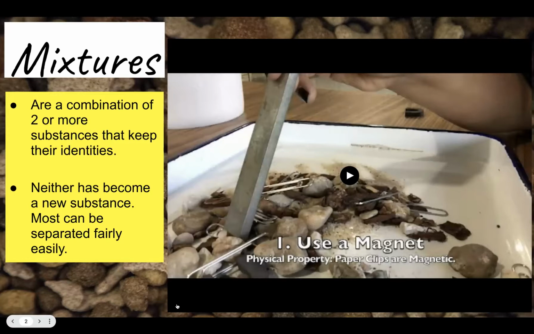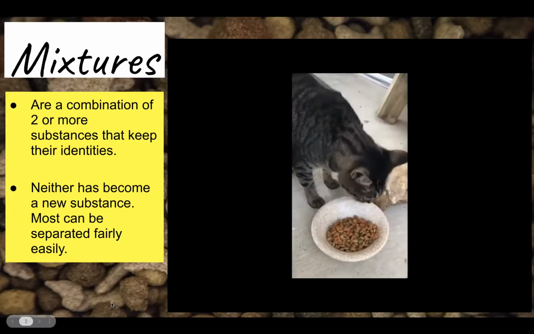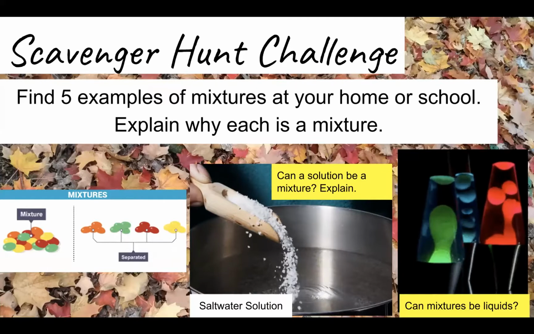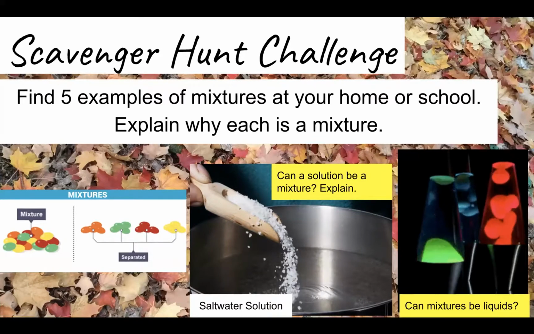And I'm going to leave y'all to think about that, and maybe y'all can experiment with that one at home. So I have the rocks and the lighter bark. What can I do to separate those two? And then I have a challenge question for y'all. I would like for y'all to go on a scavenger hunt, find 5 examples of mixtures at your home or school, and explain why each is a mixture.